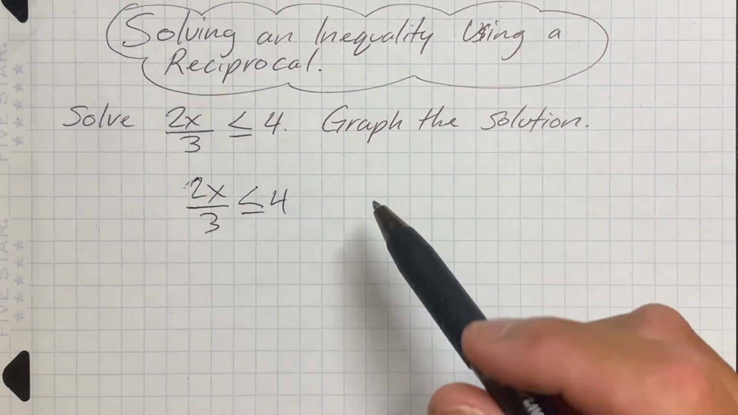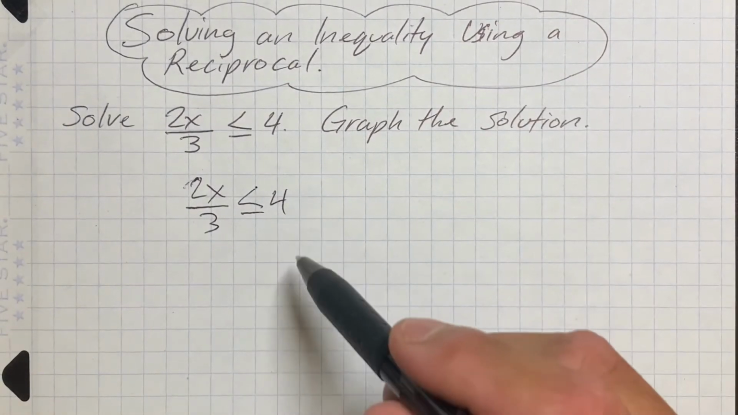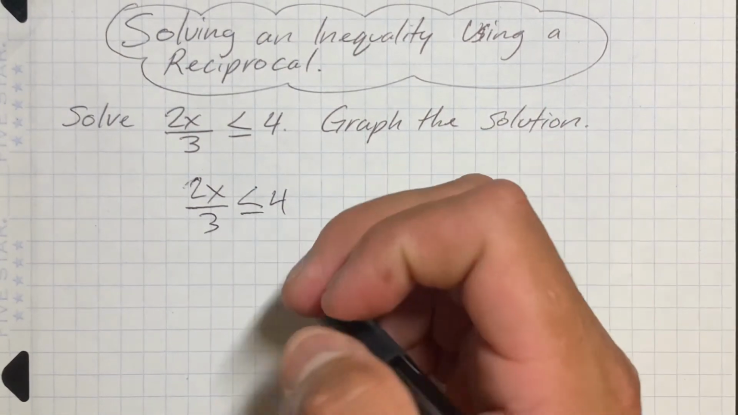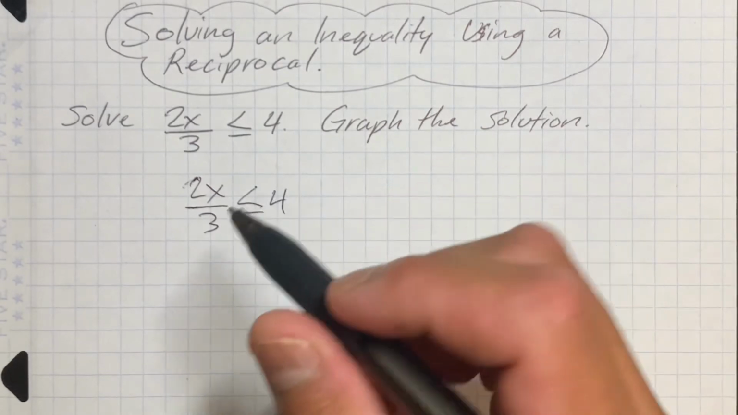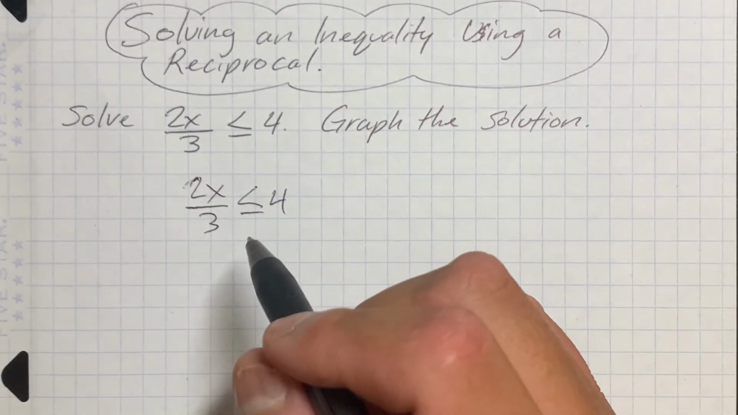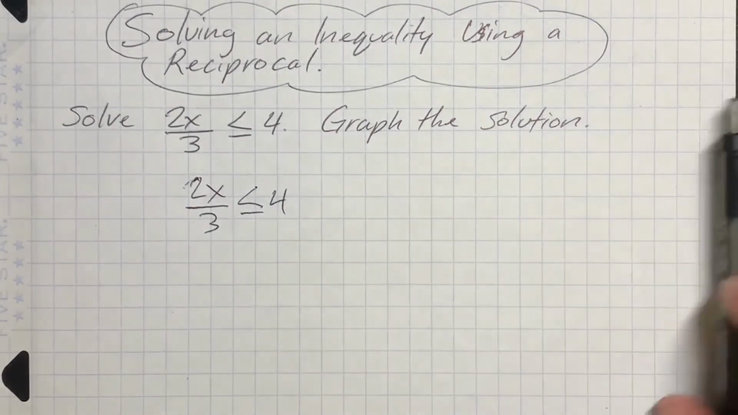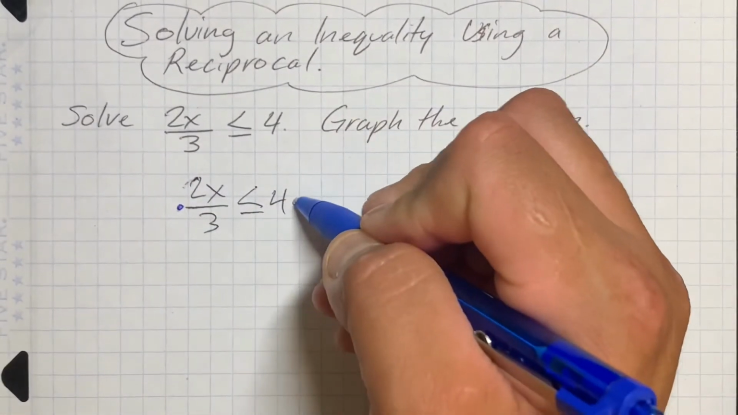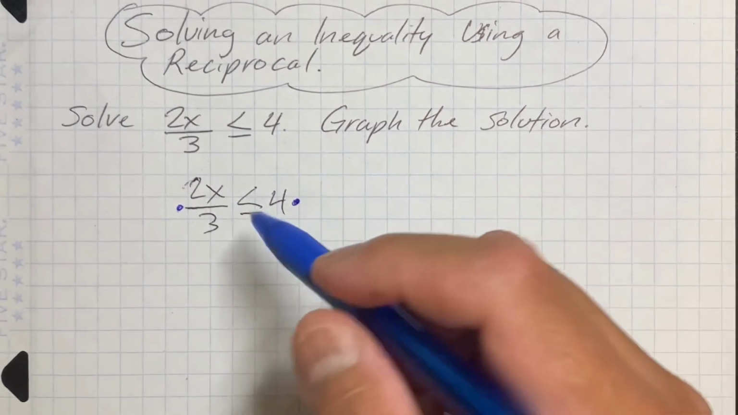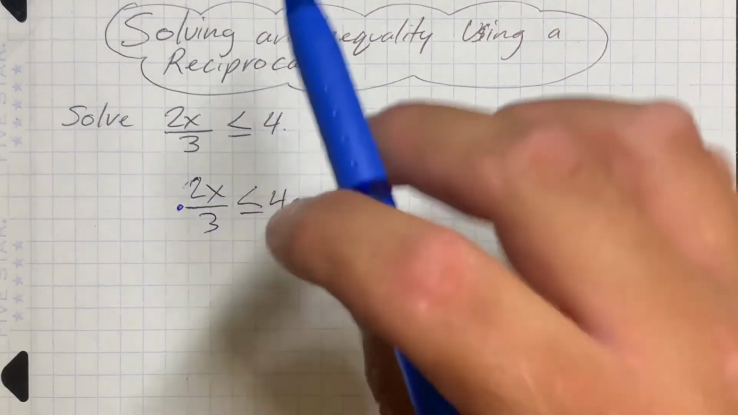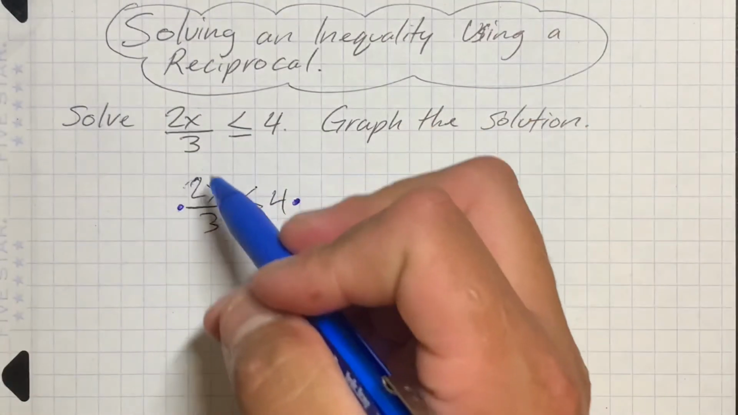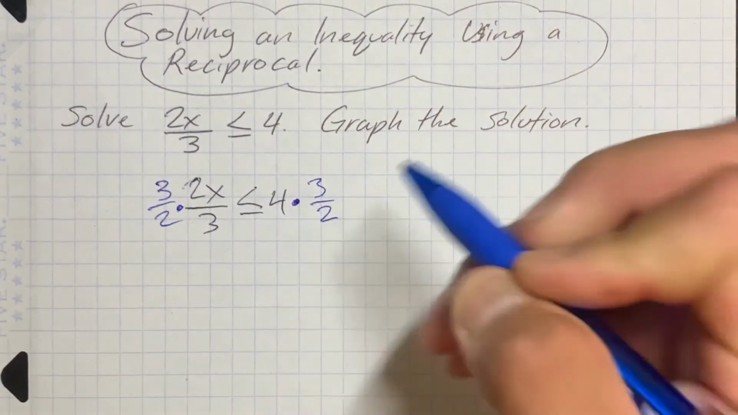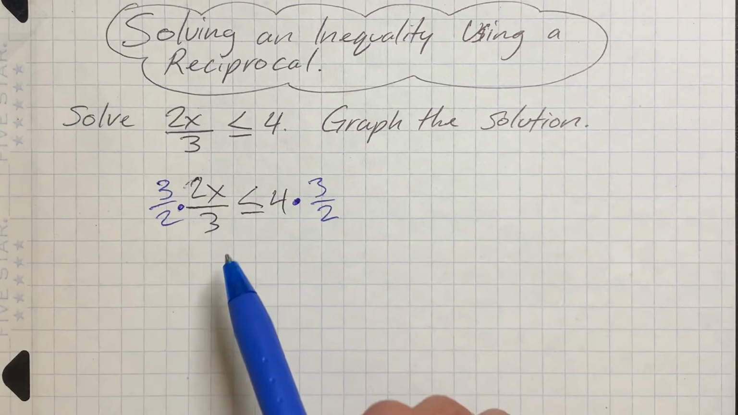The next thing we want to do is rewrite this inequality. So we had to get the reciprocal by multiplying each side by the reciprocal of 2 over 3. So use a different color. We're going to multiply here on both sides of the inequality. So 2 over 3, if we reciprocate it, becomes 3 over 2 on both sides of the inequality.